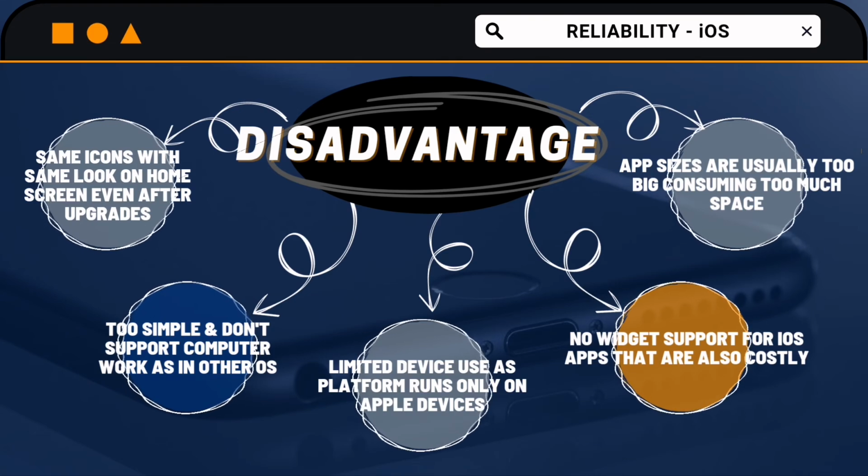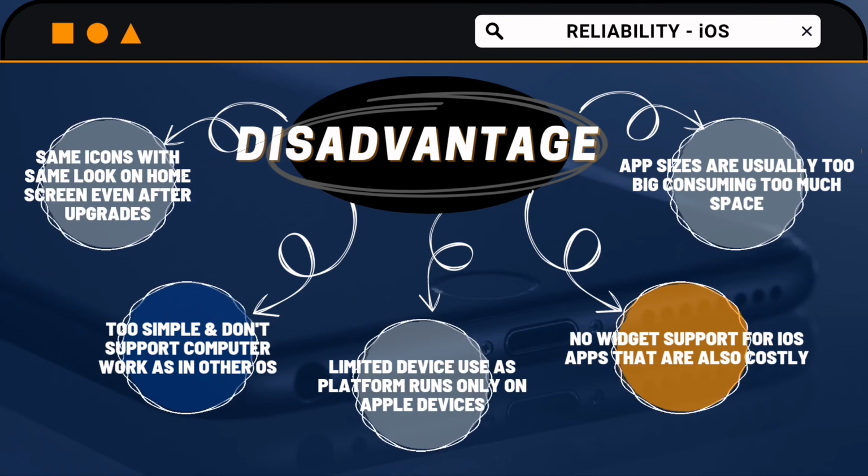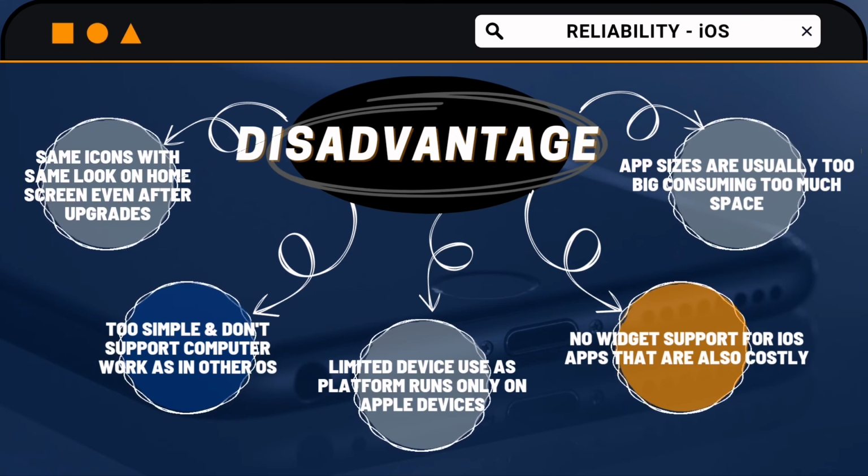There are also some disadvantages that the iOS has in the point of reliability, which is number 1, the same icons with the same look on the home screen even after upgrades. The iOS is too simple and doesn't support computer work as in other OS. Limited device use as the platform runs only on Apple devices. Besides, there is no widget support for iOS apps, which is also costly, and app sizes are usually too big, consuming too much space on the screen.